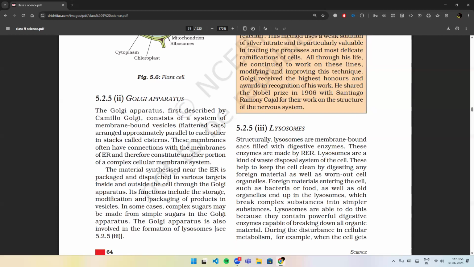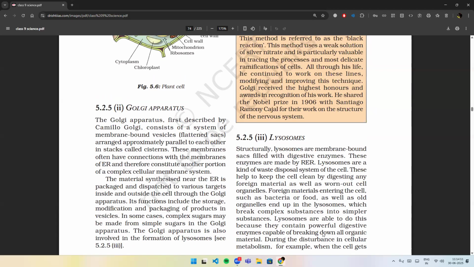The material synthesized near the ER is packaged and dispatched to various targets inside and outside the cell through the Golgi apparatus. Its functions include the storage, modification, and packaging of products in vesicles. In some cases, complex sugars may be made from simple sugars in the Golgi apparatus. The Golgi apparatus is also involved in the formation of lysosomes.